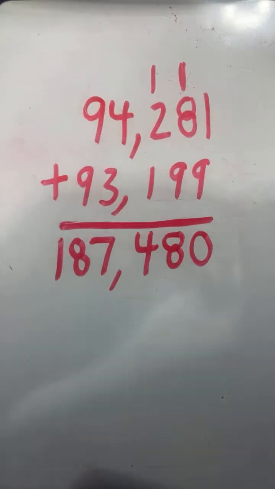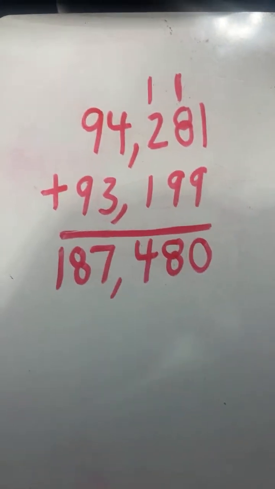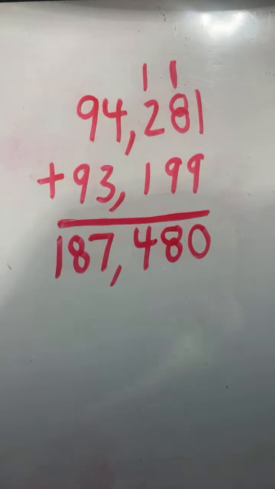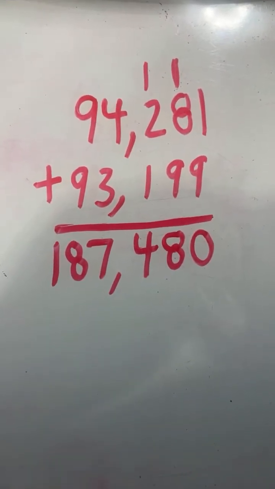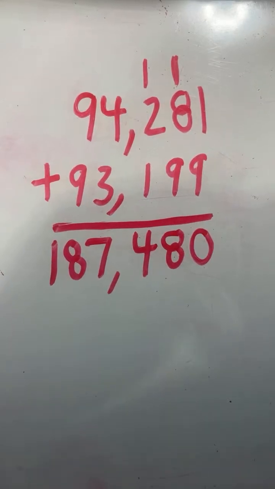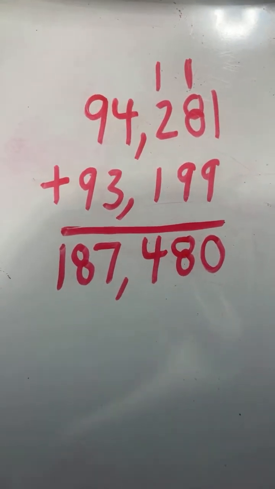And we have our final answer: 94,281 plus 93,199 equals 187,480.